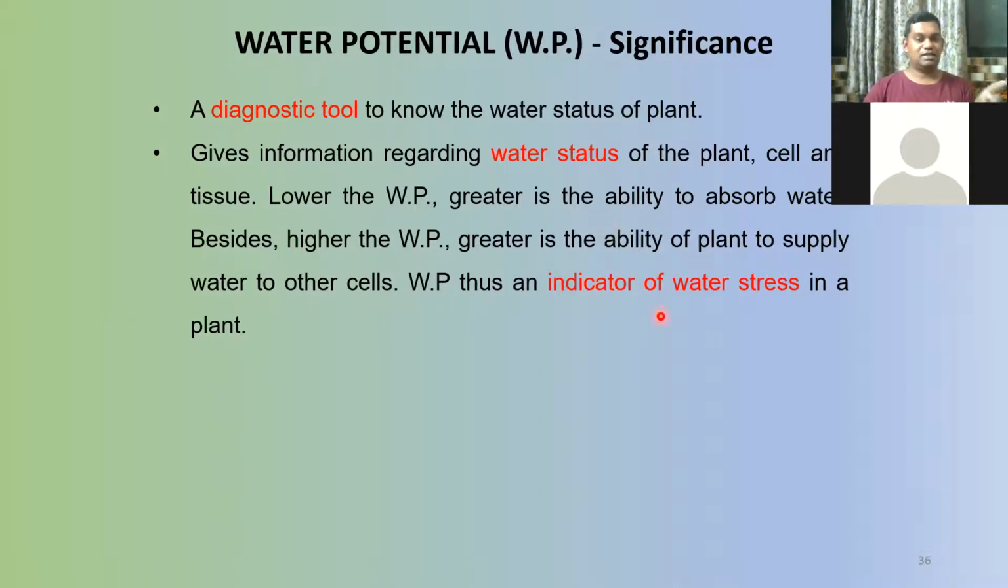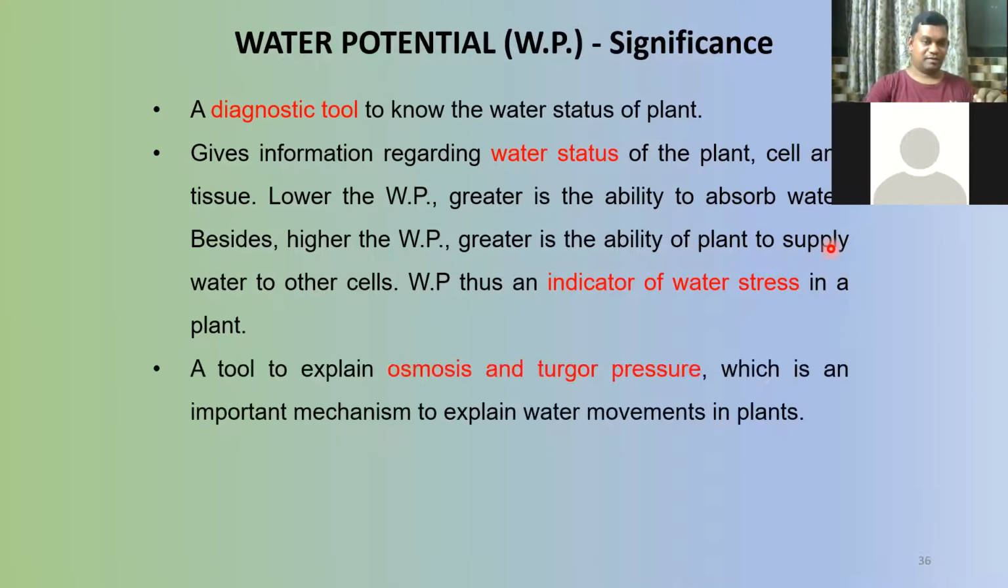Here, water potential indicates the water stress in a plant, having very less water or a very high amount of water which is not required. Yes, correct. Water potential becomes a tool in order to explain the concept of osmosis and turgor pressure. And it is turgor pressure that we are able to explain the water movement in the plants.